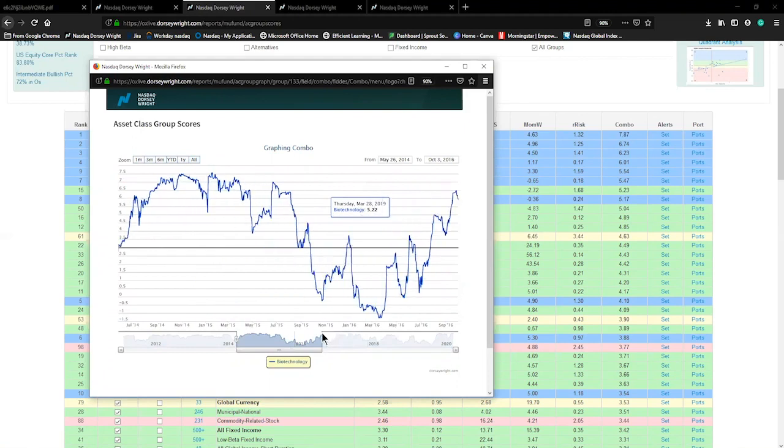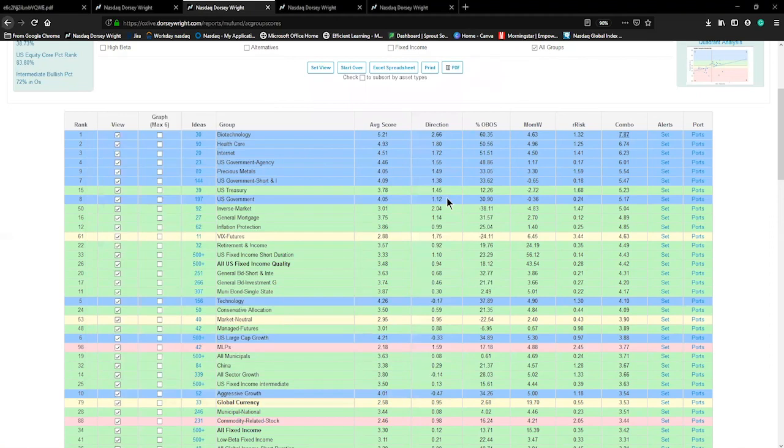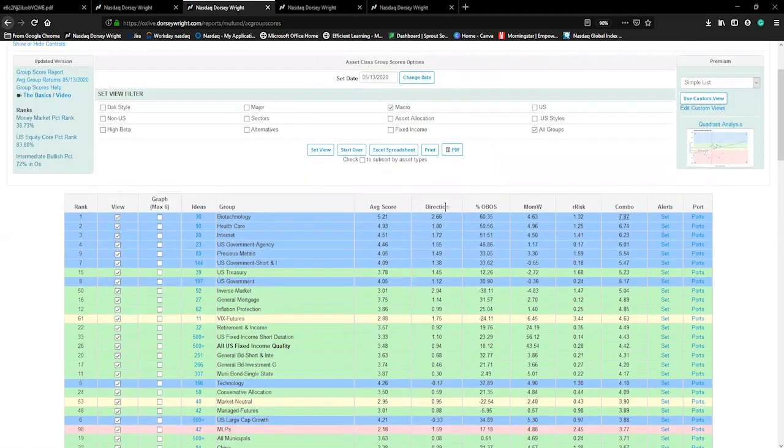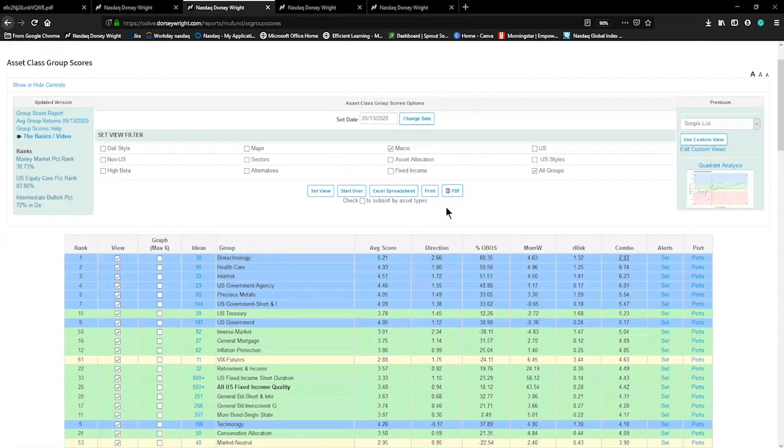And so in moving back to the group scores here as well, we have the opportunity to set some different filters. We know that 135 groups may be a lot to look at, so sometimes you might want to take a look at a focus area. Is that right, Eric? That is right, Ian.